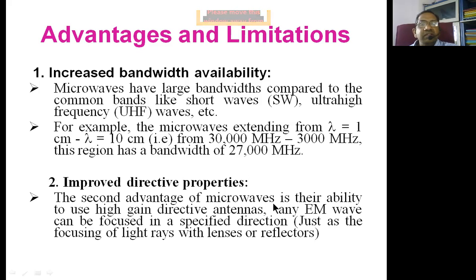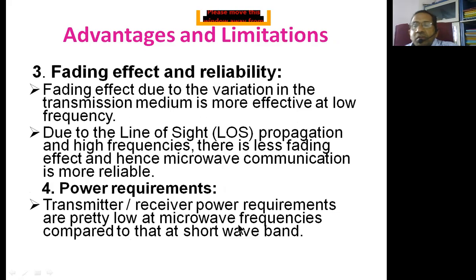Improved directivity is the second important advantage. Microwaves can be used with high gain directive antennas. Any EM wave can be focused in a specified direction, so with high directivity, that is another advantage of the directive properties. Microwaves support high directive antennas to radiate signals using line of sight propagation.